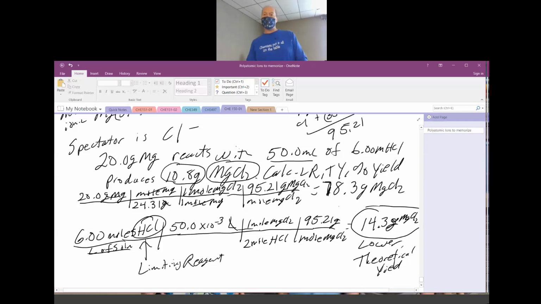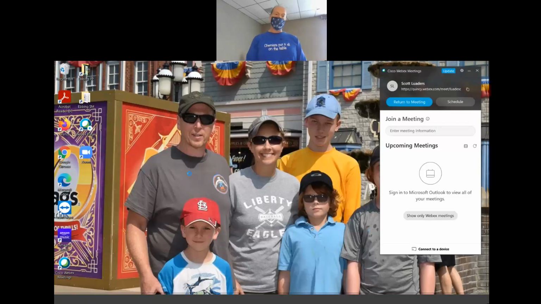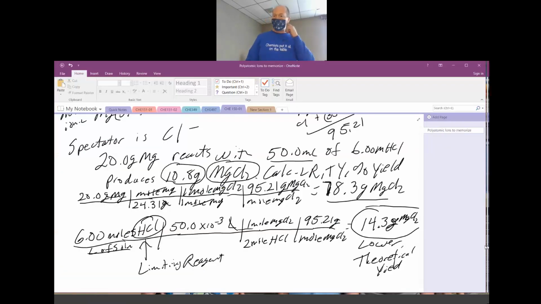All right, so once you have calculated your two numbers, you got your 78.3, you got your 14.3. The lower of the two, that's your theoretical yield. That comes from the limiting reagent, which is a reactant. And in this one, your choice is between magnesium or HCl. HCl is your limiting reagent because it produces the least amount of product. And that least amount of product is your theoretical yield.